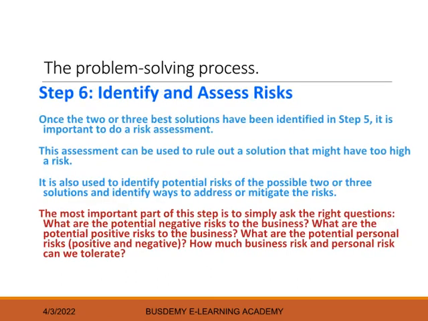Step 6. Identify and assess risks. Once the 2 or 3 best solutions have been identified in Step 5, it is important to do a risk assessment. This assessment can be used to rule out a solution that might have too high a risk. It is also used to identify potential risks of the possible 2 or 3 solutions and identify ways to address or mitigate the risks. The most important part of this step is to simply ask the right questions.